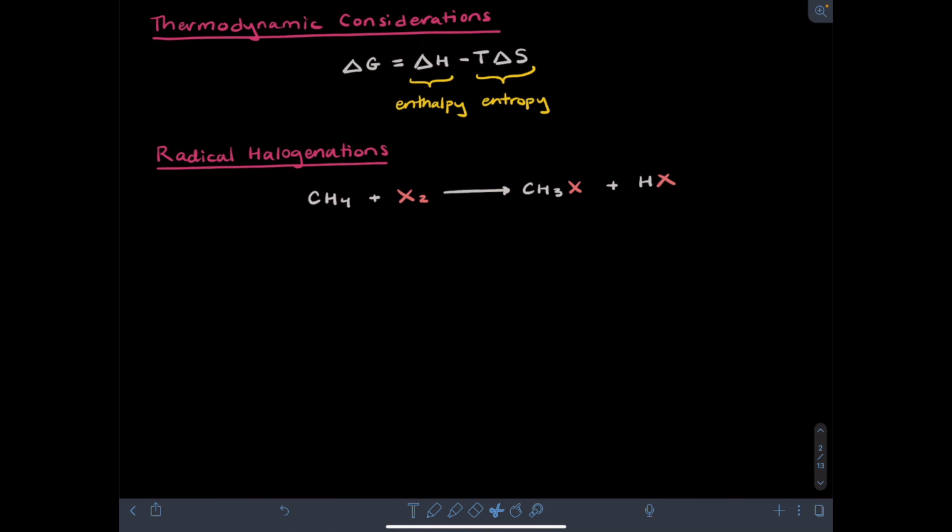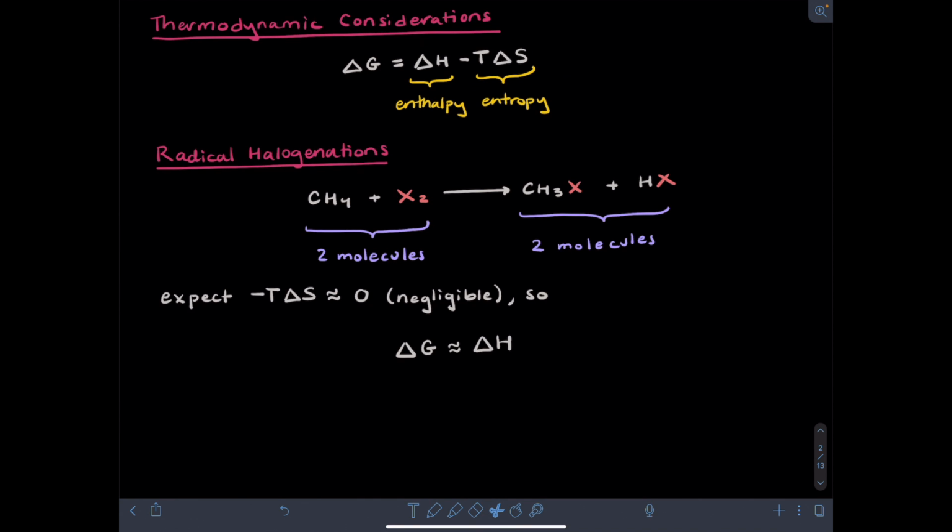Let's consider this radical halogenation reaction from a thermodynamic perspective, first thinking about entropy. The starting material is 2 molecules, and the product has 2 molecules present as well. Because the number of molecules does not change, you can expect that delta S is approximately 0, meaning that the whole minus T delta S term is approximately 0 and is negligible. Delta G is approximately delta H, the change in enthalpy of the reaction.